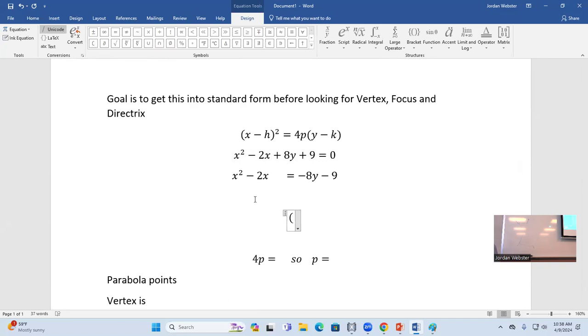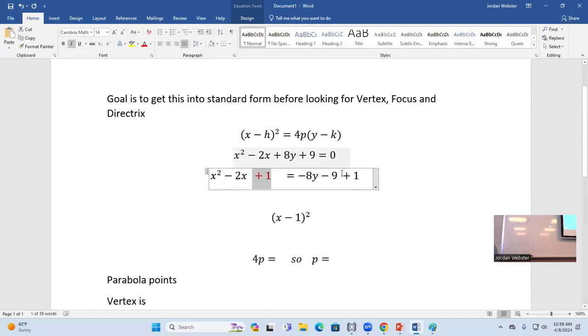Now, in order to complete the square, I'm going to take half of negative 2 and put it in here, and then square negative 1. If I square negative 1, I have to add 1 to the left side. And if I add 1 to the left side, I have to add 1 to the right side. So I'm adding 1 to both sides in order to complete the square.